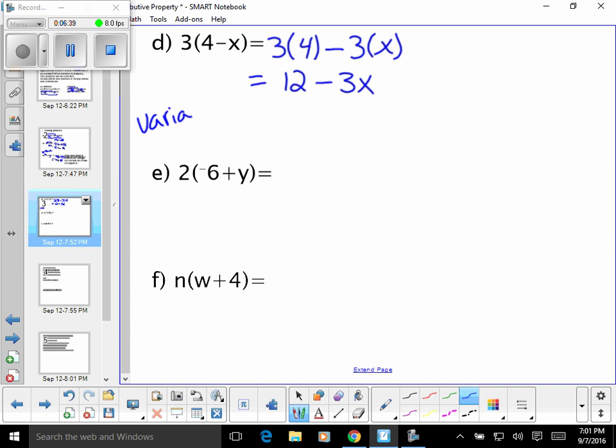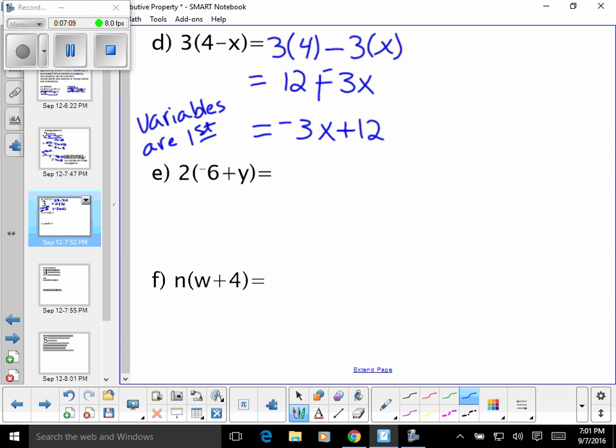Variables are first when we simplify. Because it's a subtraction, I would change it to add the opposite. And now we can use the commutative property because it's addition. So -3x plus 12.